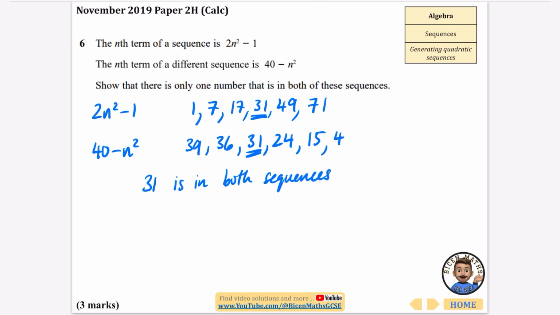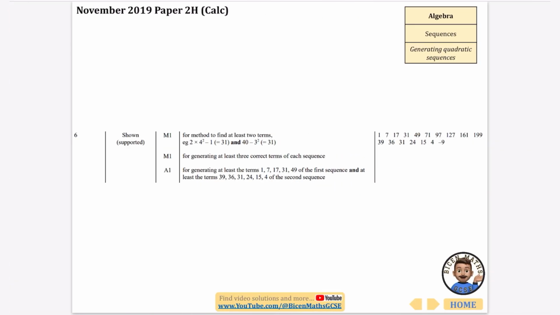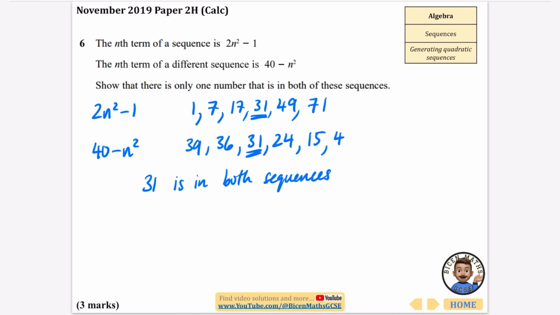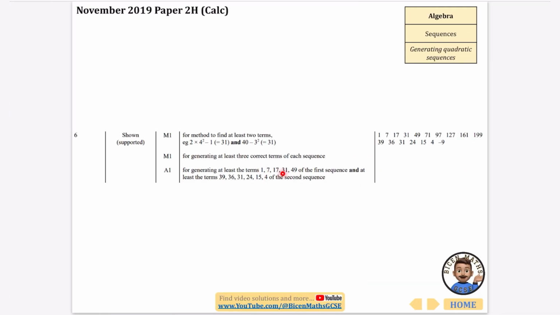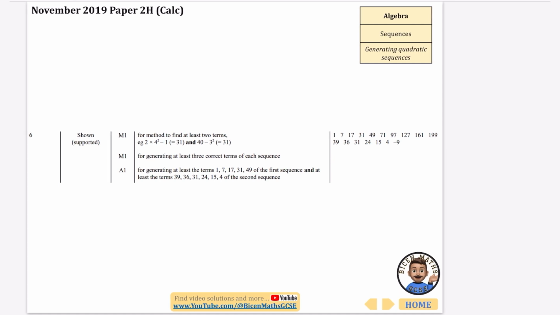We can see this sequence is just getting smaller and smaller, so there's not going to be another one that's matching, because the other one is getting bigger and bigger. So we've said that 31 is in both of them, generating at least 3 terms in each sequence and doing the sum for each of them. We wanted to show 39 all the way down to 4 and 1 all the way up to 49, just to show that it was increasing.